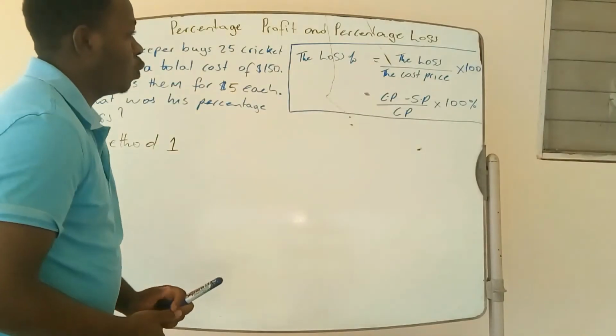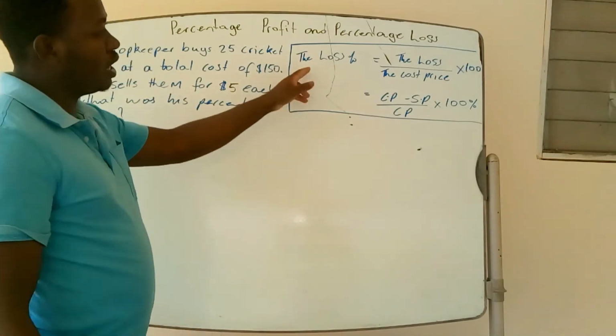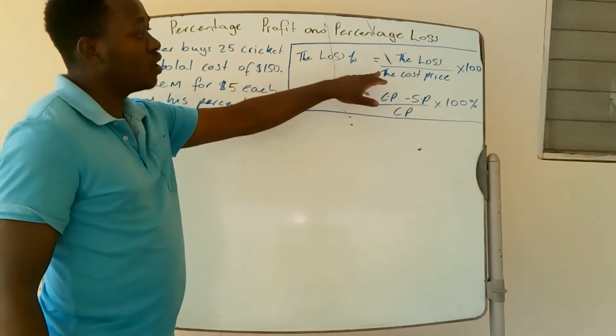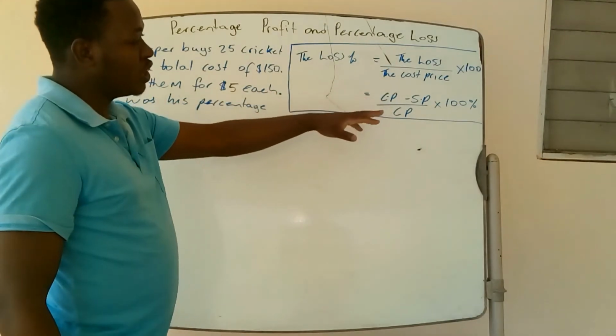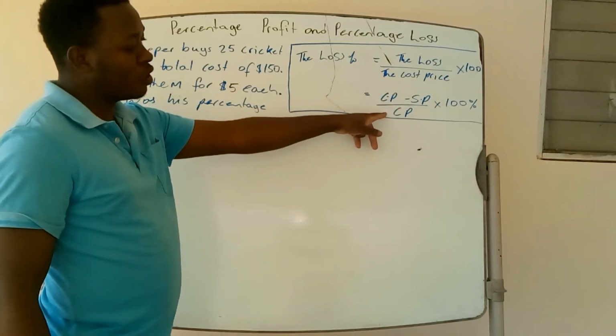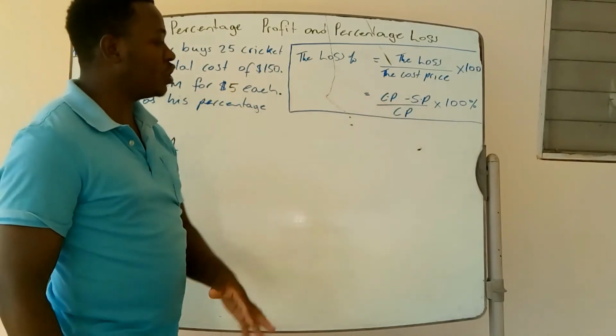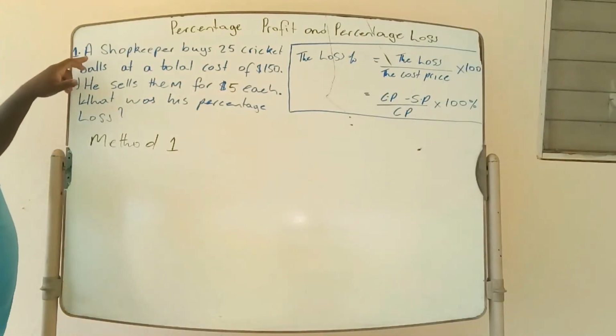So now we are going to focus on how we determine the loss percent. The loss percent is equal to the loss over the cost price times 100%, which is the same thing as the cost price minus the selling price over the cost price multiplied by 100%. Alright? So now to this example.